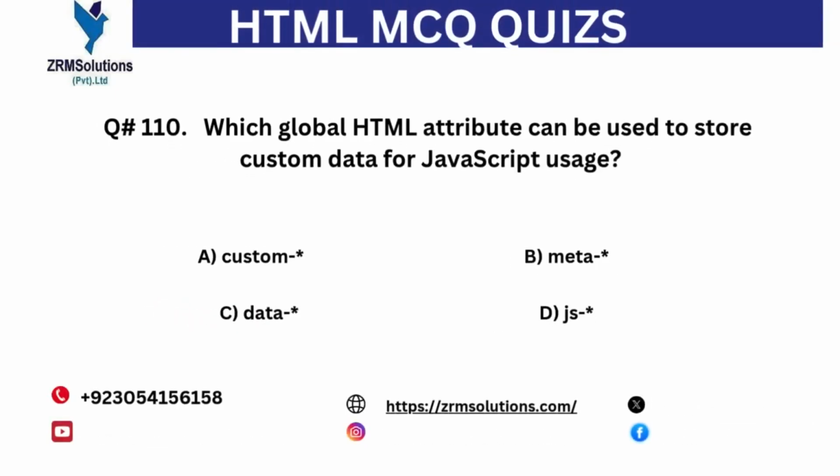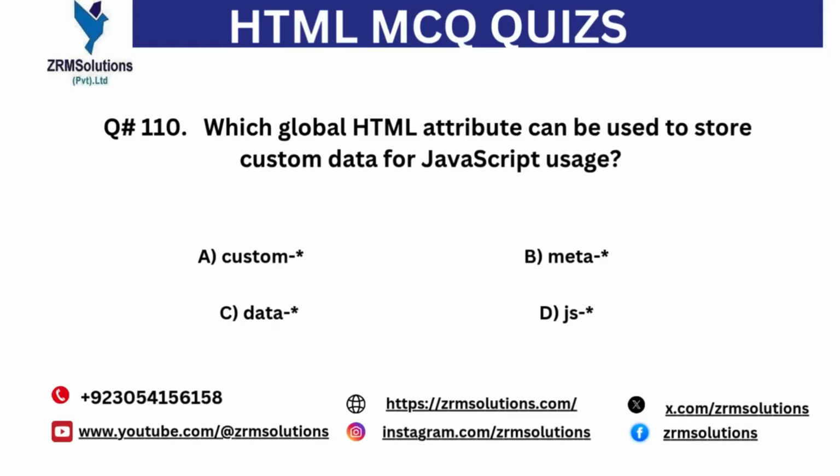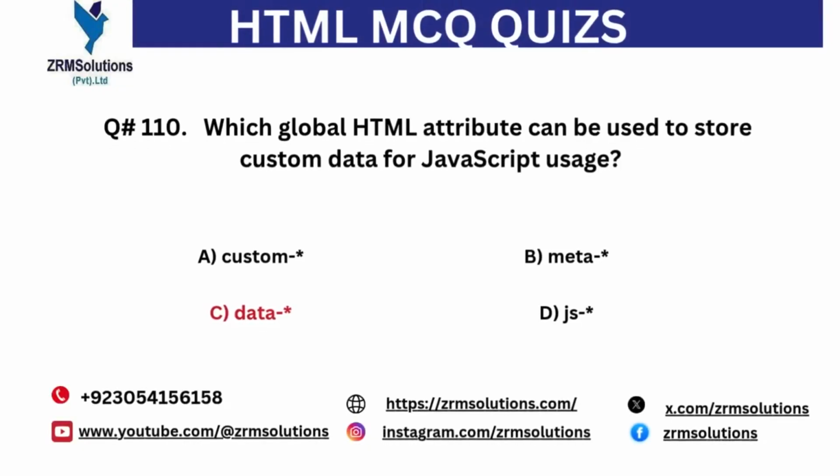Which global HTML attribute can be used to store custom data for JavaScript usage? Option A, custom-*. Option B, meta-*. Option C, data-*. Option D, js. The correct option: C, data.